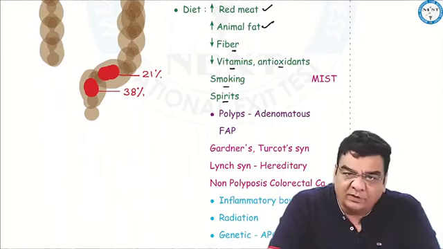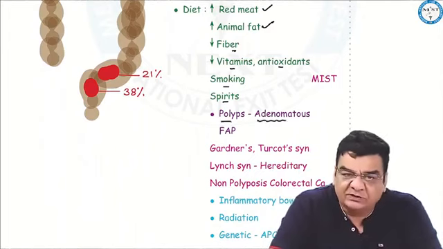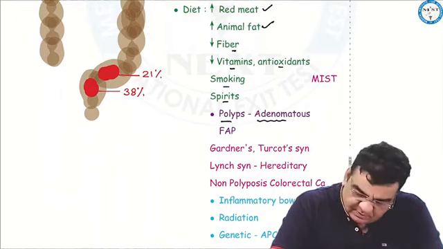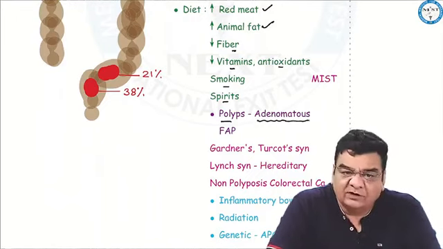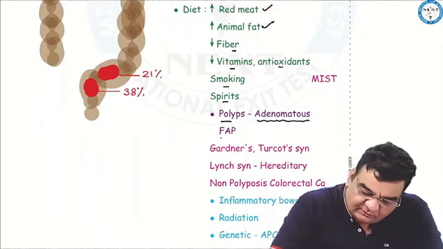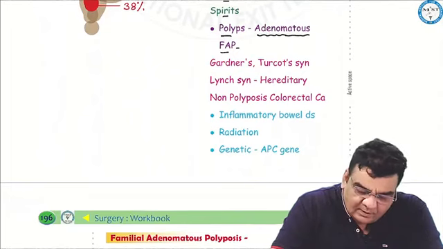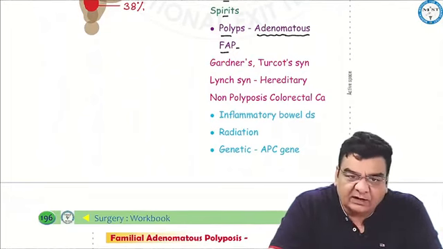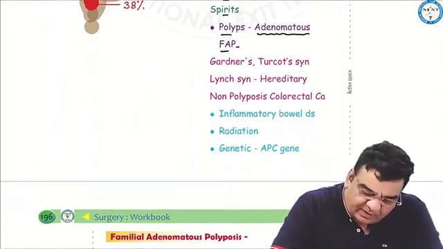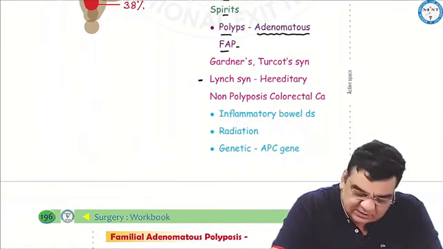Polyps are quite common in the colon, especially the term adenoma anywhere in the GIT is a dangerous term. So adenomatous polyps have high chances of malignancy. There is a condition called familial adenomatous polyposis, which may be associated with Gardner and Turcot syndrome. Apart from this, there is Lynch syndrome, which is hereditary non-polyposis colon cancer.